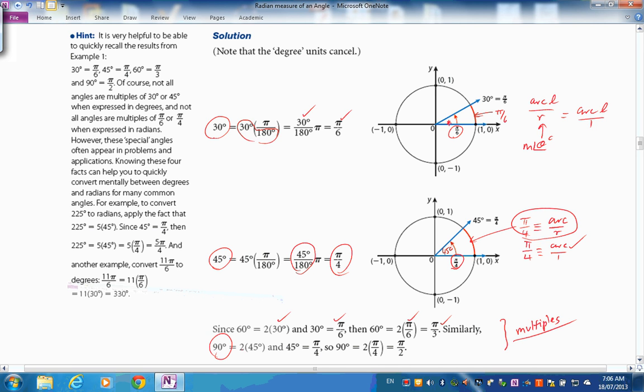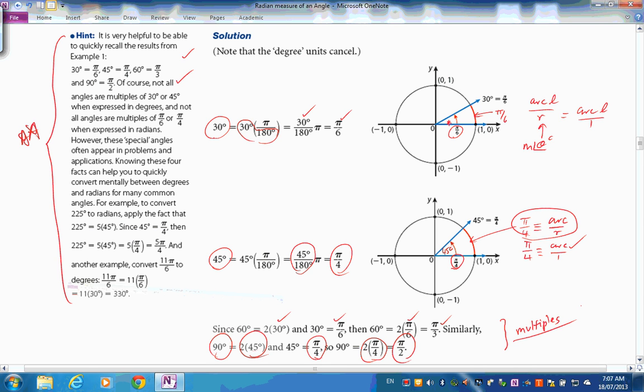So 90 degrees is 2 lots of 45. 45 is pi on 4, so 90 is 2 times pi on 4, or pi on 2. Now let's have a look at this note over here. This is very, very important in maths. It's very helpful to be able to recall the results here because they are such common angles.